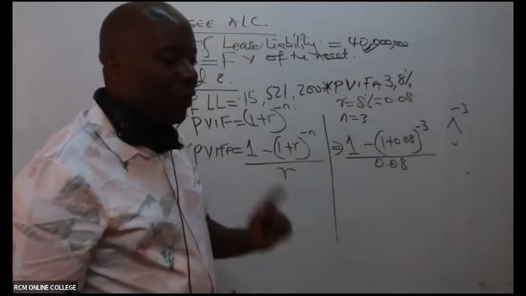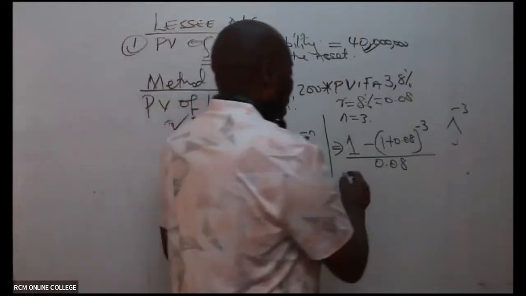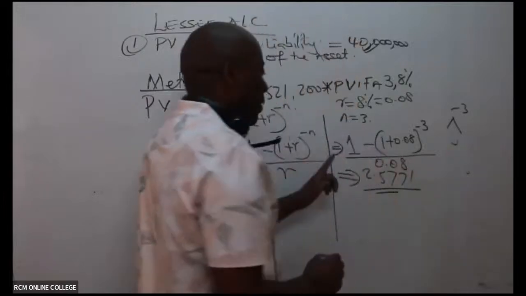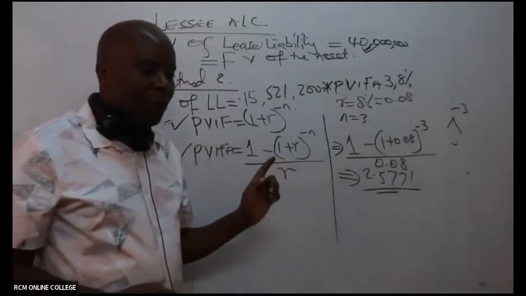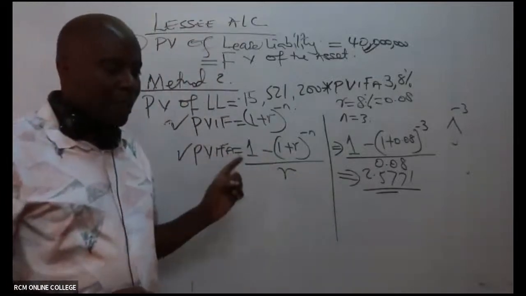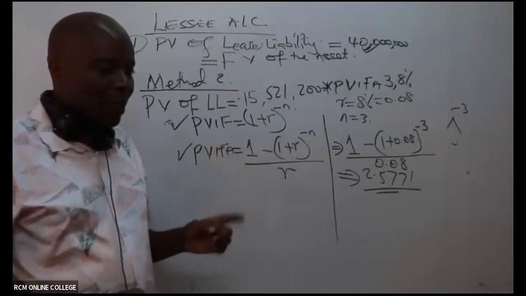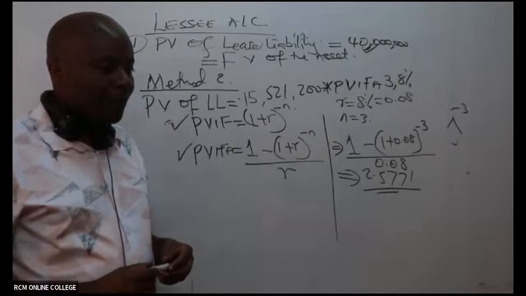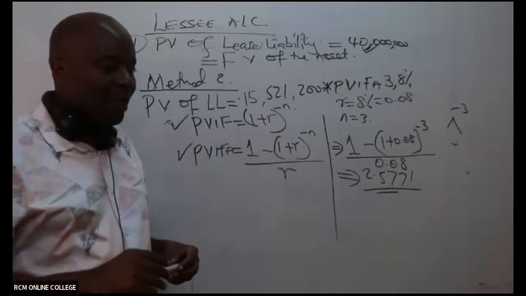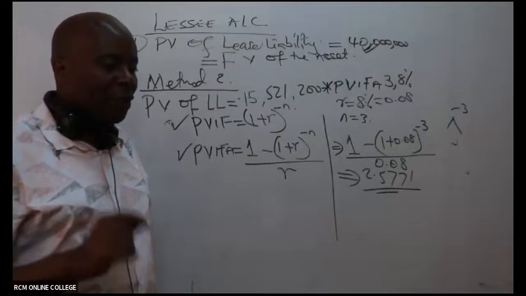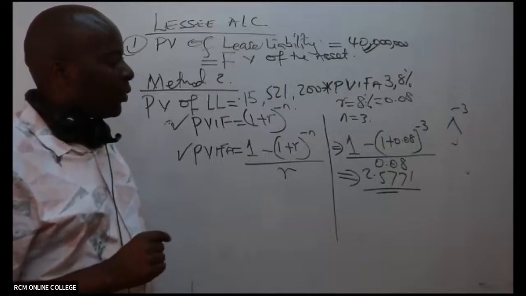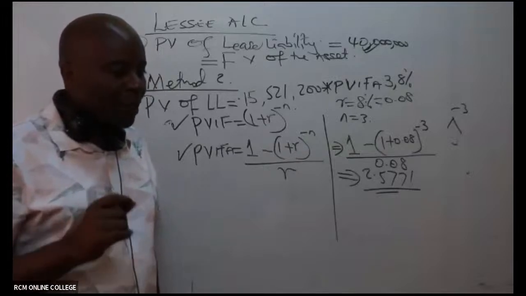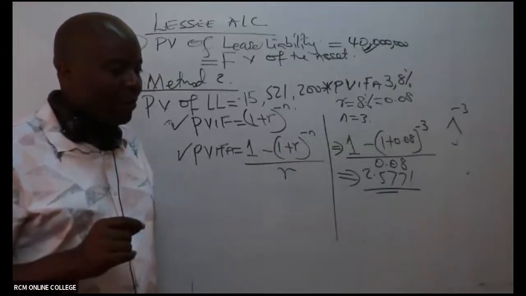How I wish everybody was getting 2.5771. We would rather repeat this 10 times until everybody gets it. Is that figure okay with everybody? Everybody should have a calculator and should be able to give me this figure. Are they able to get this 2.5771?